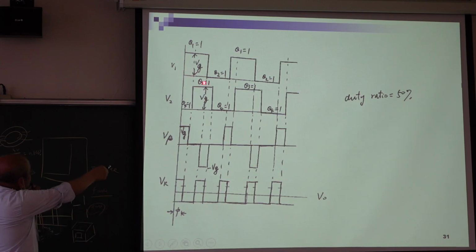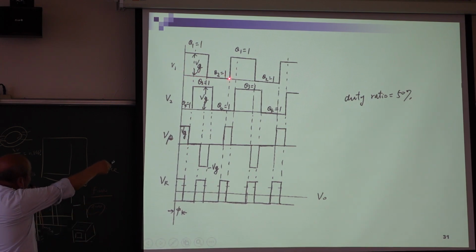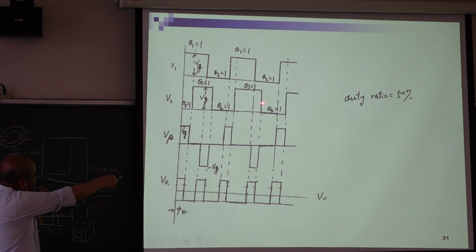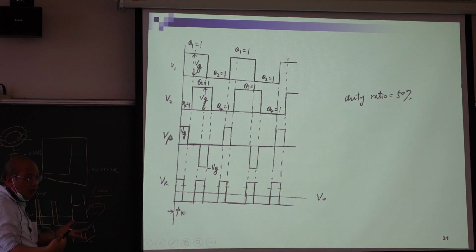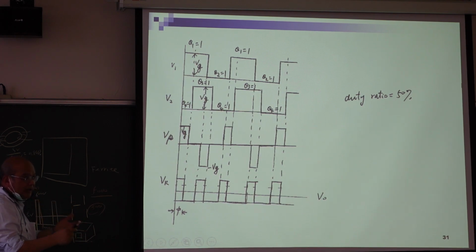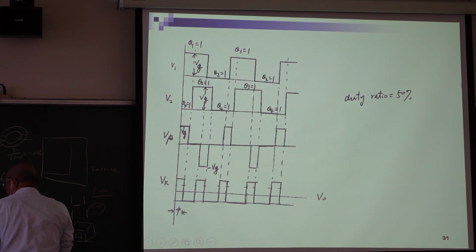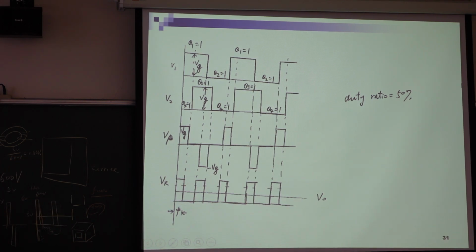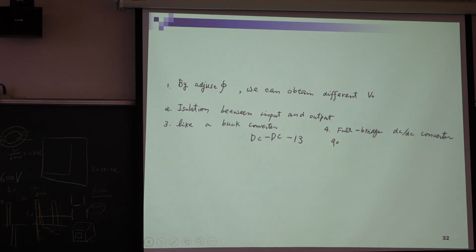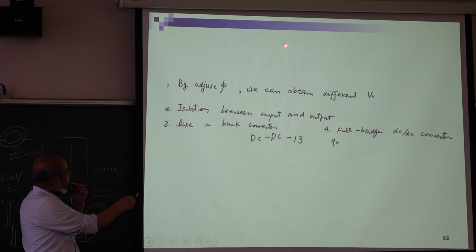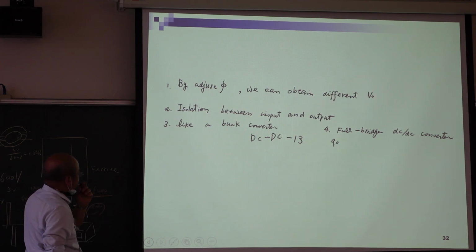How about your duty cycle? What is this duty cycle? 50%, right? What is this duty cycle? 50%. So the duty cycle is always 50%, but you control the phase to control the output. So the principle is very clear. So we can adjust the phase angle, then we can control the output voltage.